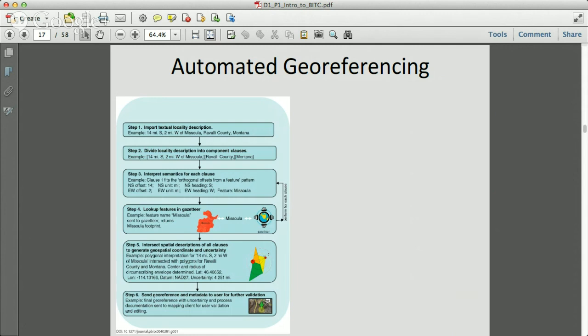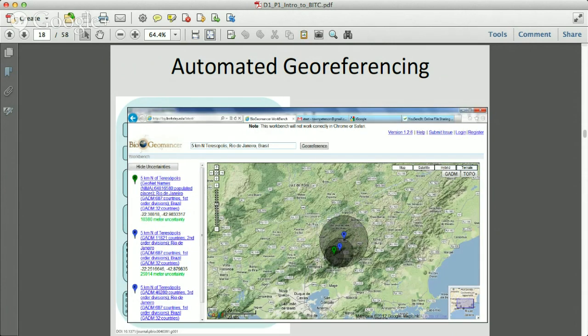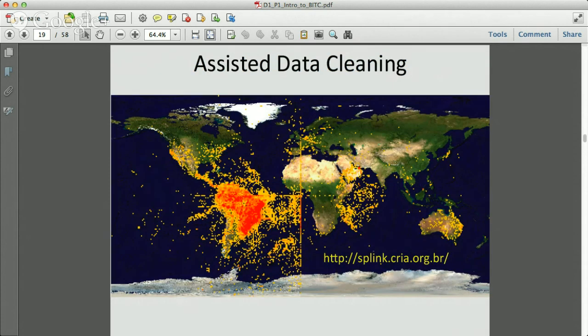We can add geographic references to data. And so there are now detailed workflows for automating this process and turning a specimen reference, which might be 5 kilometers north of Teresópolis in Rio de Janeiro state in Brazil, and turning that into a geographic reference. And you can see 3 alternatives plotted on this map on the Biogeomancer page. And these tools greatly speed up the process of adding geographic coordinates to biodiversity records.